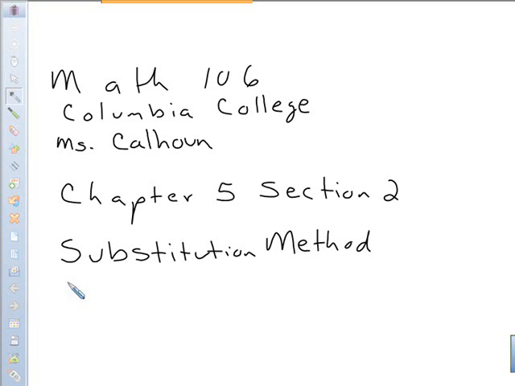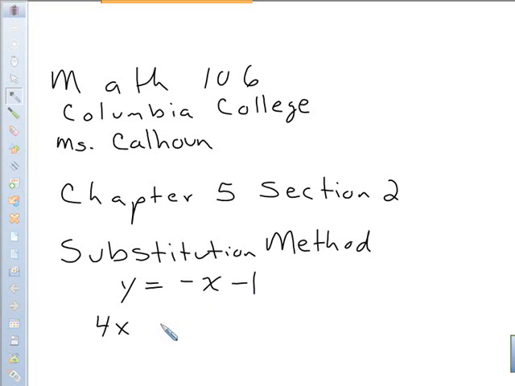In our little box, Mr. Blitzer writes, solving linear systems by substitution. First, solve either equation for one variable in terms of the other. Then substitute that back into the other equation. Not the one you just used, but the other one, which will then give you one equation with either all of your first variable or all of the second variable, depending on which one you solve for.